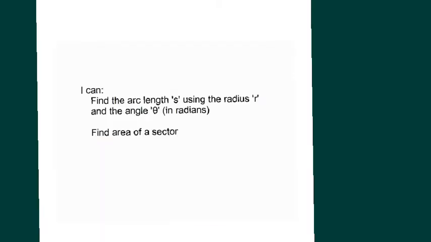The second part of 6.1 is about arc length and area of a sector. I don't know why I decided to do a green background this time, but I did.